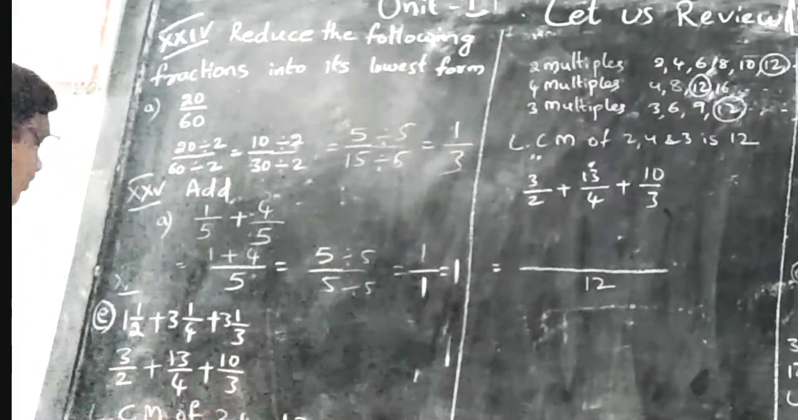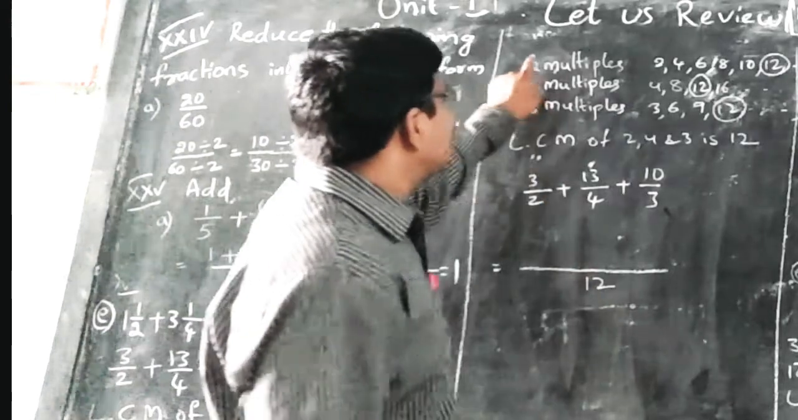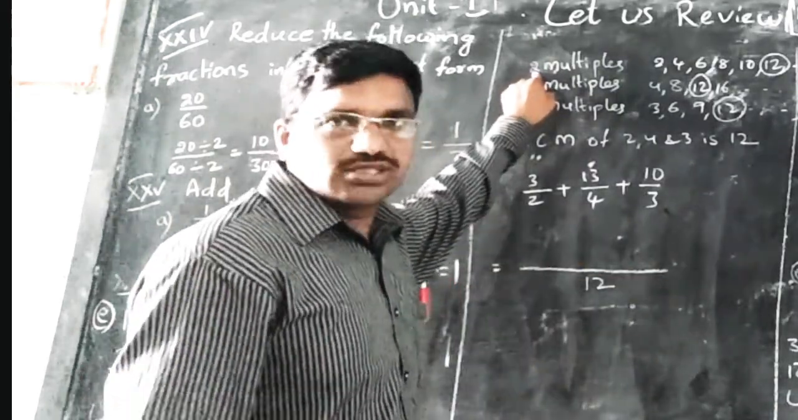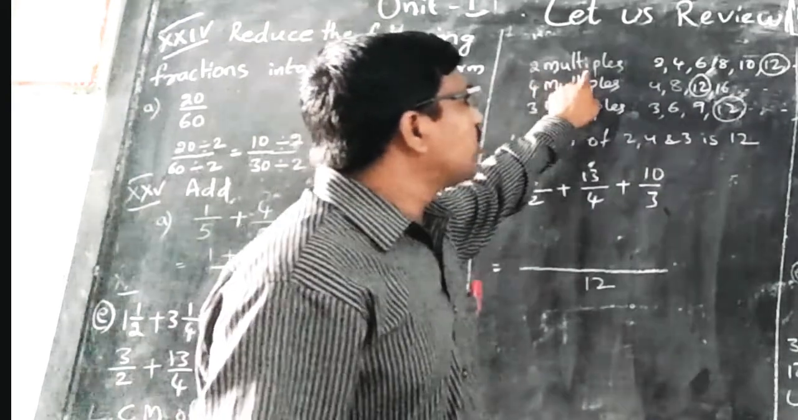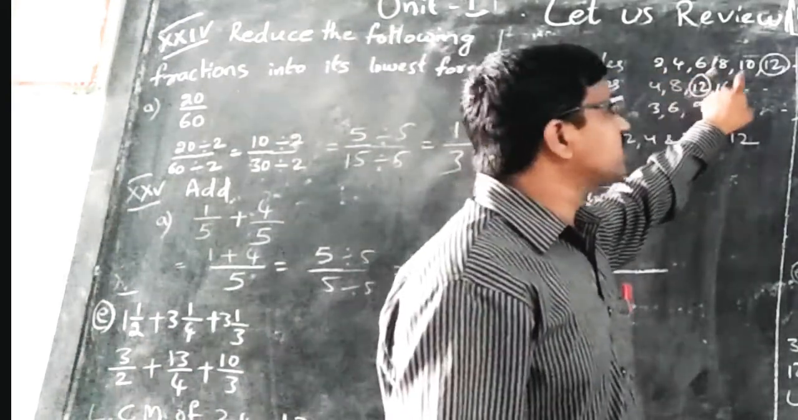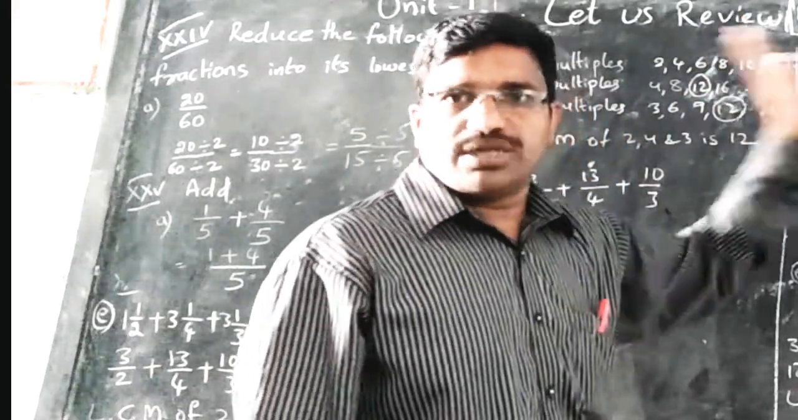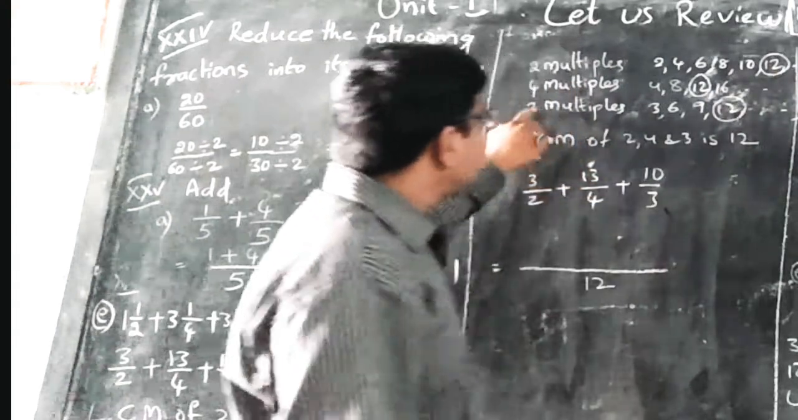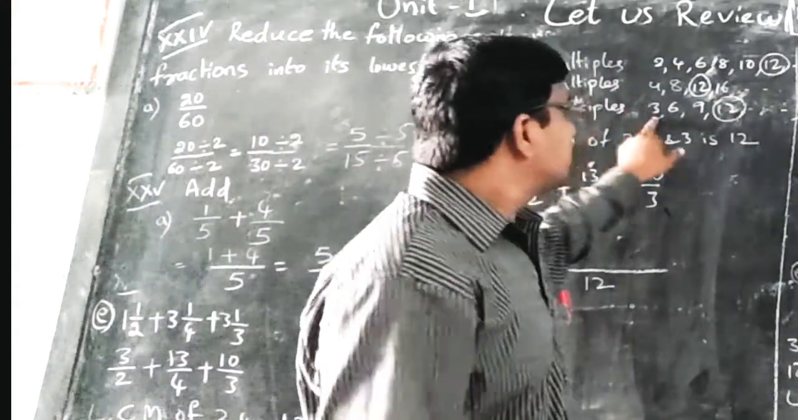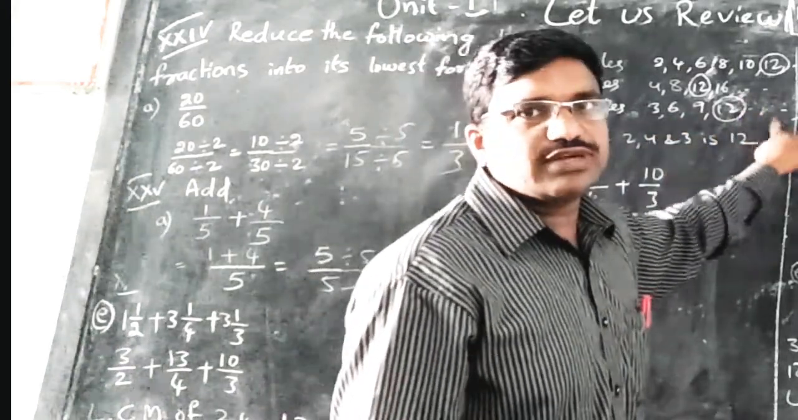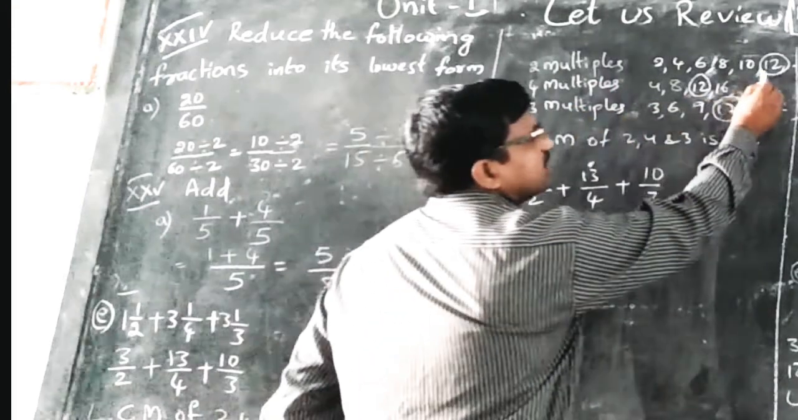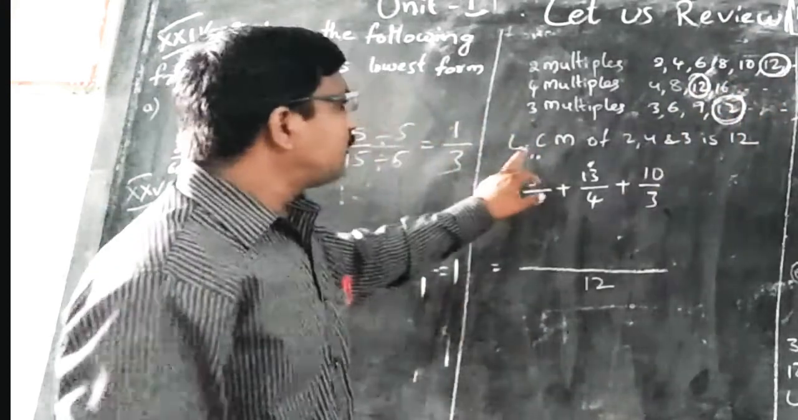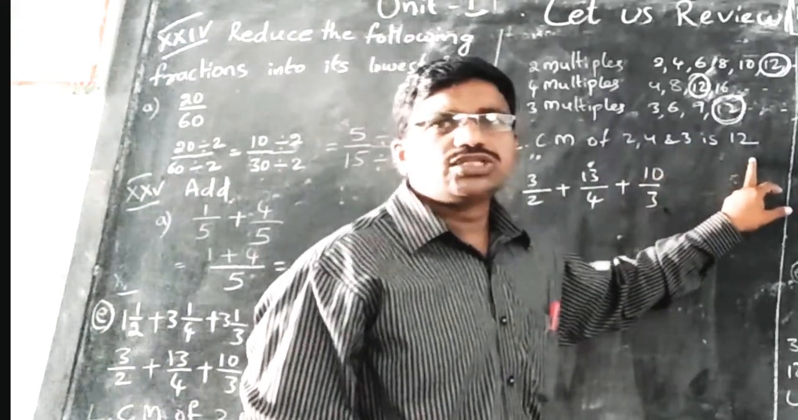Now you have to find the LCM of the denominators, that is the LCM of 2, 4 and 3. So how to find the LCM? Day before yesterday we discussed the LCM of given numbers. To find the LCM, write the multiples of 2: 2 1s are 2, 2 2s are 4, 2 3s are 6, 2 4s are 8, 2 5s are 10, 2 6s are 12, like that. Now the multiples of 4: 4 1s are 4, 4 2s are 8, 4 3s are 12, 4 4s are 16, and so on. Now the multiples of 3: 3 1s are 3, 3 2s are 6, 3 3s are 9, 3 4s are 12, 3 5s are 15, and so on. Now among these three, what is the common multiple? 12. It is the least common multiple. Therefore, the LCM of 2, 4 and 3 is 12.